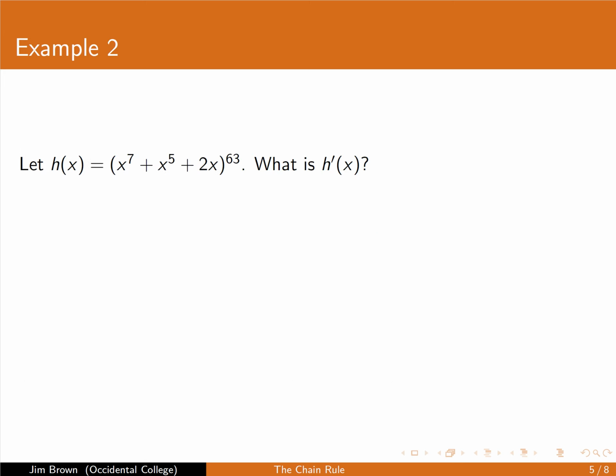So let's try another example. If we set h of x to be x to the 7th plus x to the 5th plus 2x, raised to the 63, we want to find what is the derivative of this.